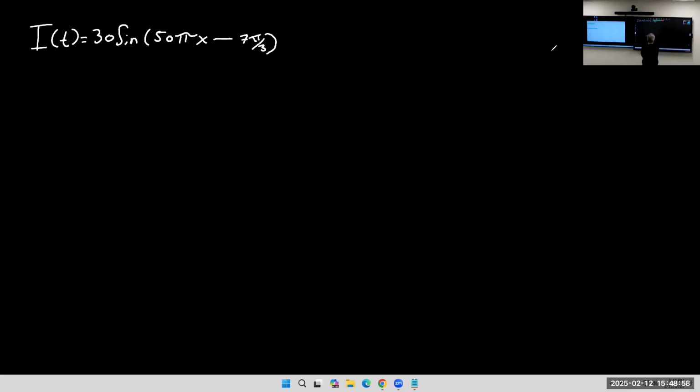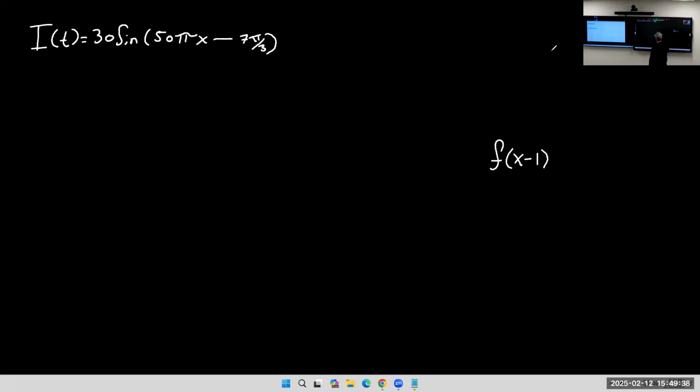So 30 is the amplitude. 50 pi x, that's weird. And then you have 7 pi over 3. That seems like that's shifting the graph to the right to me. So back in college algebra, we had x minus 1 or whatever. It shifts the graph to the right. If it was plus, shift it to the left. And so that's what I think that 7 pi over 3 is doing, shifting it to the right.